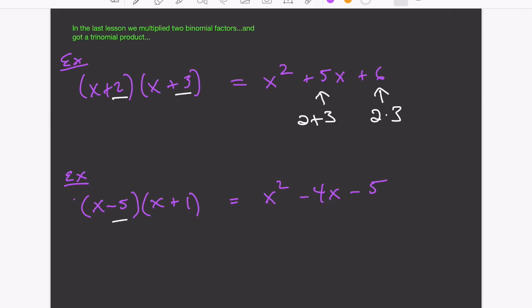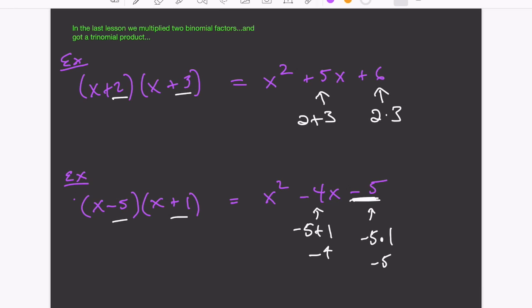And we noticed it worked every single time that we did this, right? So down here, if I take negative 5 plus 1, sure enough, that is negative 4, right? And I'll just write that. If I multiply them, negative 5 times 1, that's negative 5, which sure enough is the constant for that trinomial. So using those two patterns is how we're going to be able to work backwards in factors.